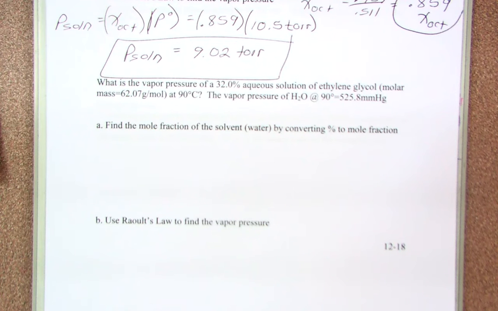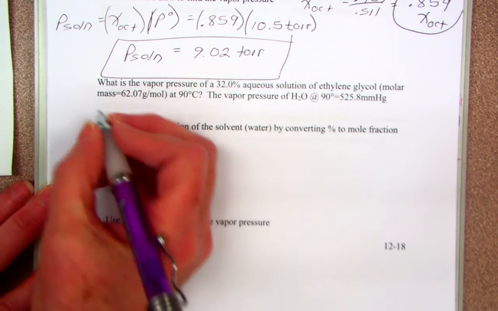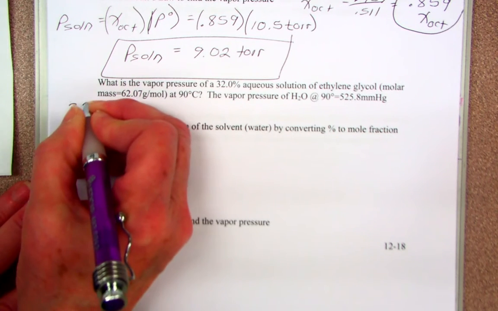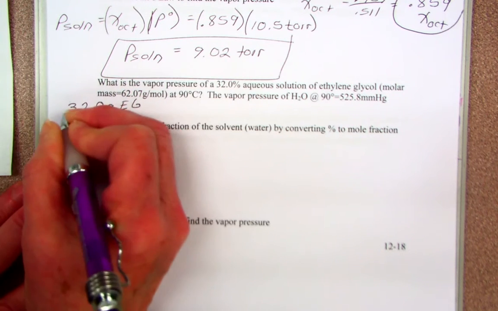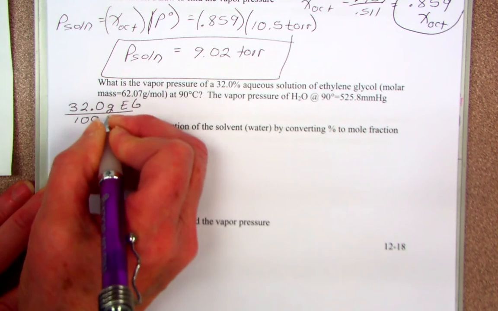525.8 millimeters of mercury. Okay, when you read this one, it's an aqueous solution, so that means water is the solvent, so it's water's mole fraction we're interested in. So we're going to convert the percent information into mole fraction. So when I look at this, I know that I have 32%. So it means I have 32 grams of ethylene glycol for every 100 grams of solution.